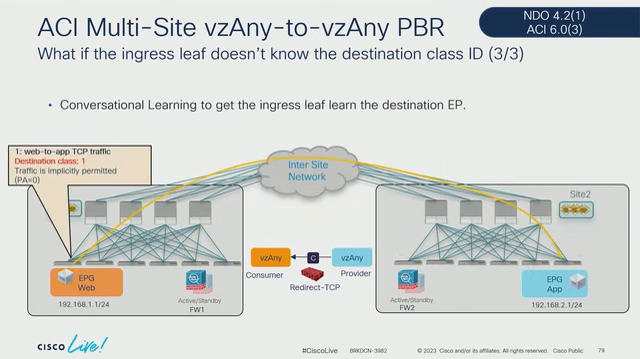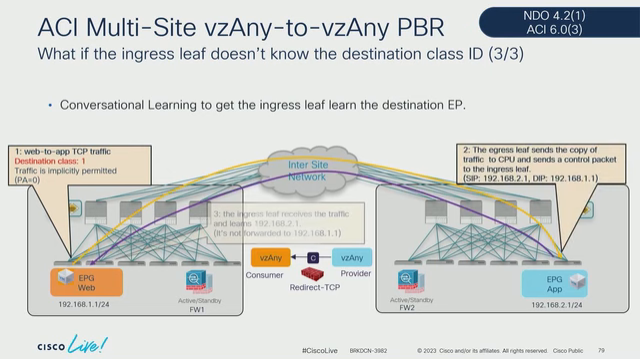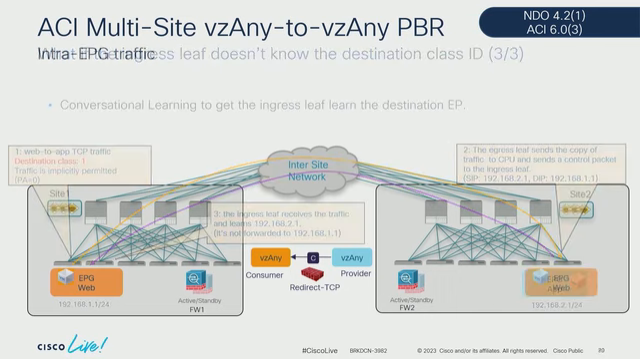At the same time, similar to the VXLAN to EPG contract with PBR, we generate a special packet that gets the source leaf to learn the destination endpoint. So similar to VXLAN to EPG, we might have some traffic hairpinning at the very beginning, but after conversational learning, you won't have unnecessary traffic hairpinning. So this is the firewall insertion.